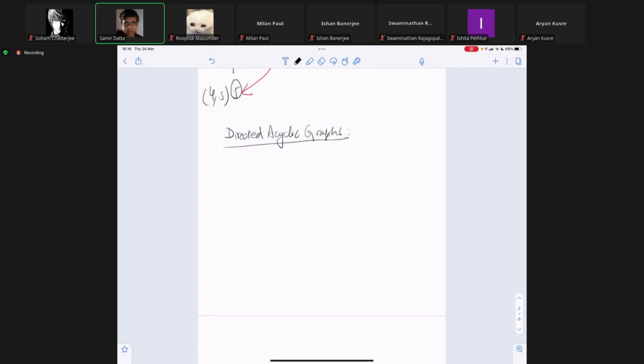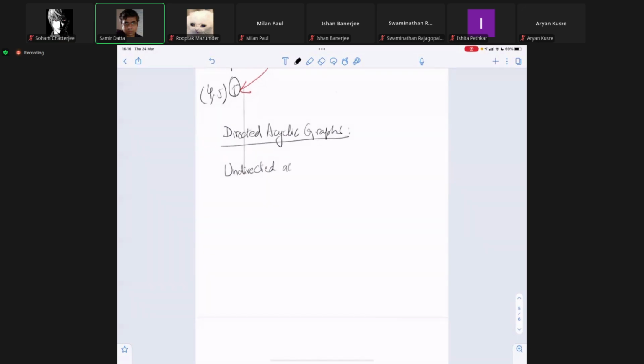So for undirected graphs, acyclic graphs are very simple. What are undirected acyclic graphs? Trees or forests. Yes, correct. So undirected acyclic graphs are equivalent to forests, and they have a very simple structure.